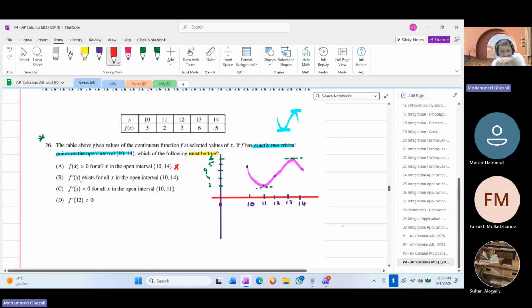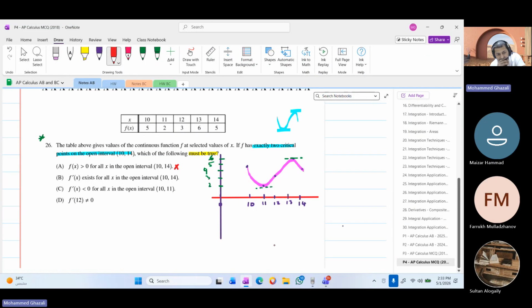F prime x exists for all x in the open interval 10 to 14. No, that's false. Because f prime x will have horizontal tangents at 11 and 13, so you can't differentiate there, and so it won't exist. You'll have horizontal tangents. You can also have corners.